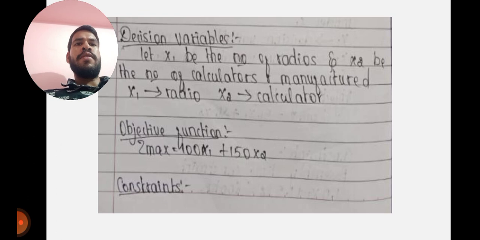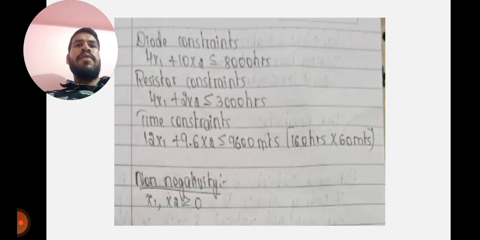Decision variables: let x1 be the number of radios and x2 the number of calculators manufactured. Objective function: Z max is equal to 100x1 plus 150x2. Constraints. Diode constraint: 4x1 plus 10x2 less than or equal to 8000. Resistor constraint: 4x1 plus 2x2 less than or equal to 3000. Time constraint: 12x1 plus 9.6x2 less than or equal to 9600 minutes, that is 160 hours into 60 minutes. Non-negativity: x1, x2 greater than or equal to 0.